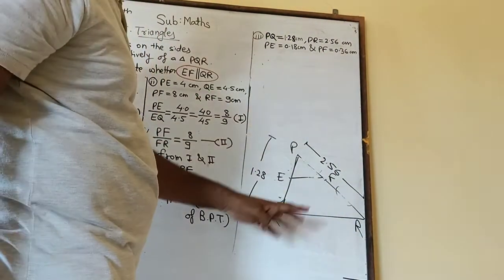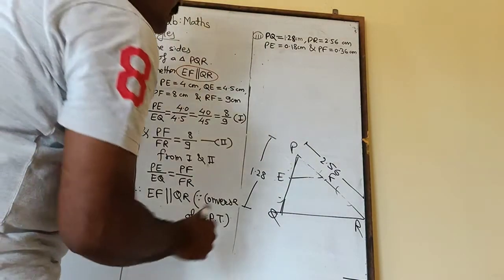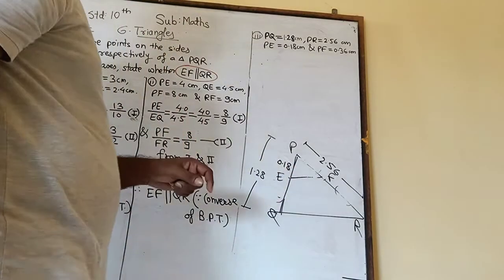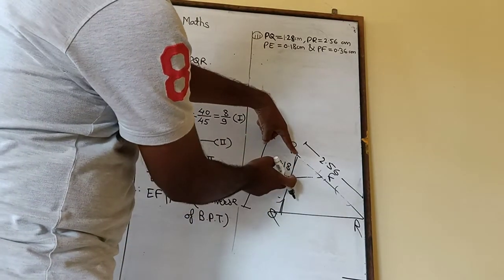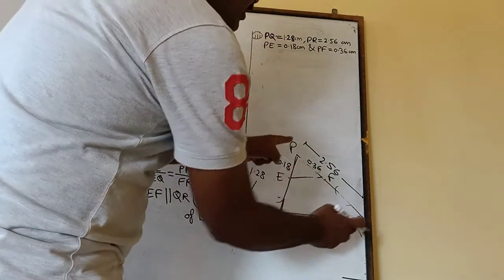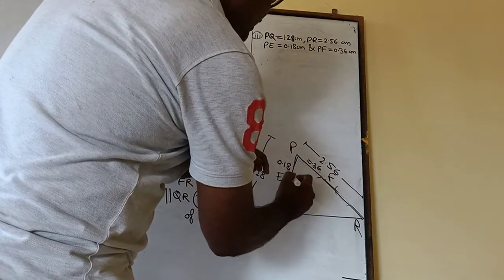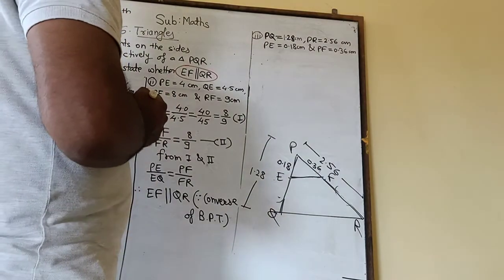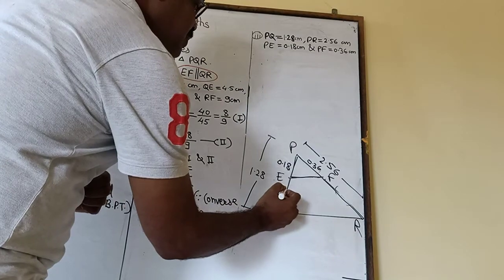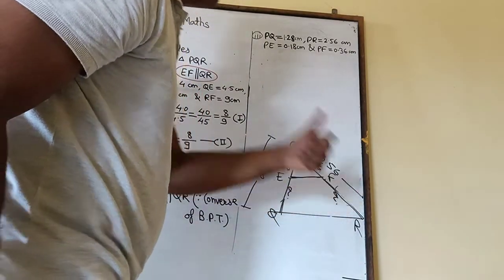I am not writing the units. PR is completely given. PE is 0.18 centimeter, and PF is 0.36. This means the complete PQ and PE are given, and the complete PR and PF, this portion only is given to us, right? So students, first of all, what should we do? We try to find out these things. We need EQ and we need FR.